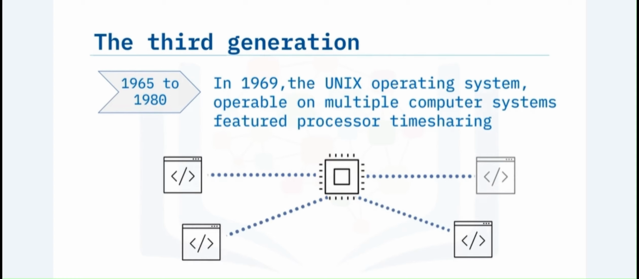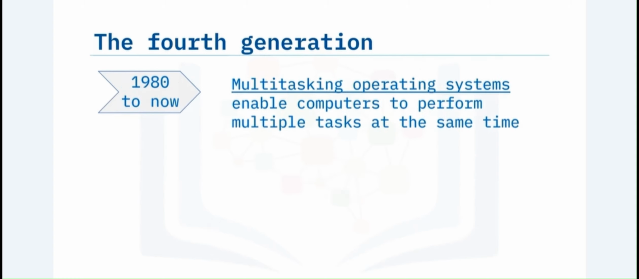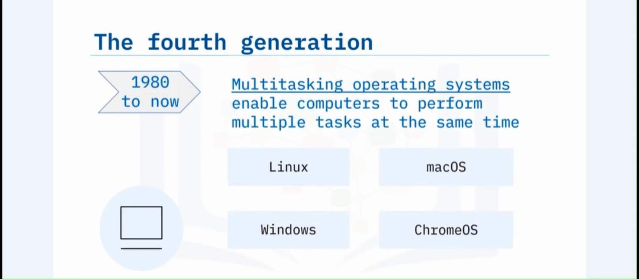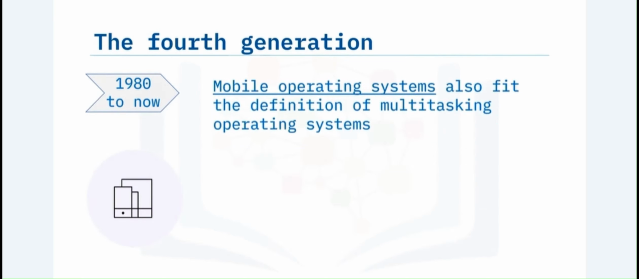The fourth and current generation of operating systems brought computing into a new age with multitasking operating systems, including Linux, Windows, Mac OS, and Chrome OS operating systems that enable computers to perform multiple complex tasks simultaneously. Mobile operating systems, including Android, Windows, iOS, and Chrome OS, which is also considered a mobile operating system, fit the definition of multitasking operating systems. Let's learn more about some of these operating systems.